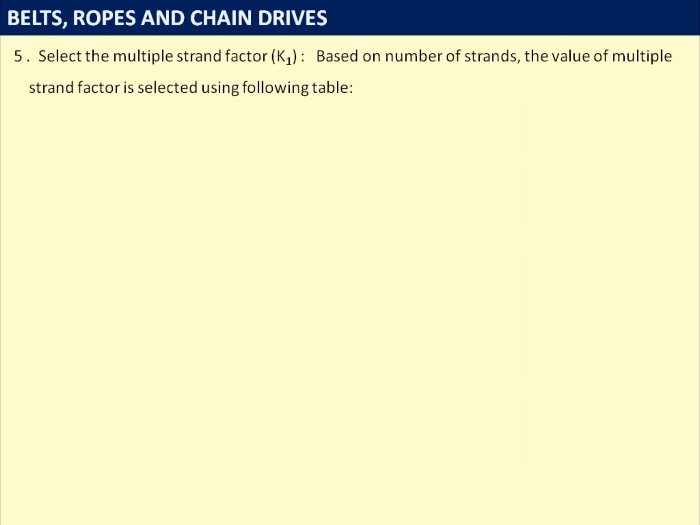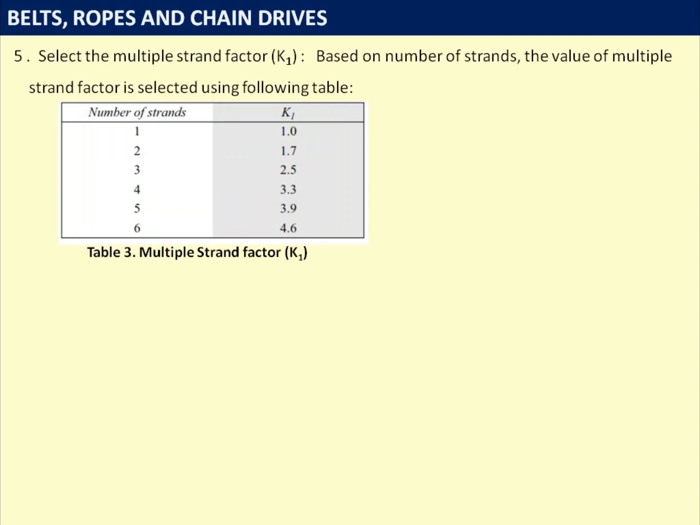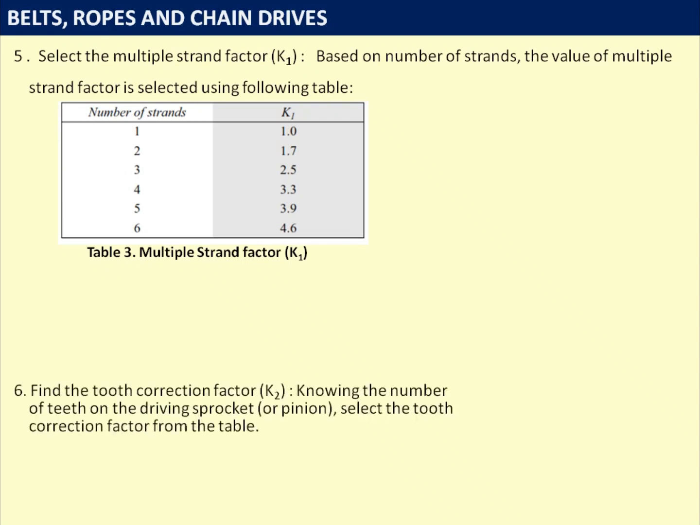Fifth step is to select the multiple strand factor K1. Based on the number of strands, the value of the multiple strand factor is selected using the following table. Here in this table, the number of strands against the multiple strand factor is given. Using this table, we can select factor K1.